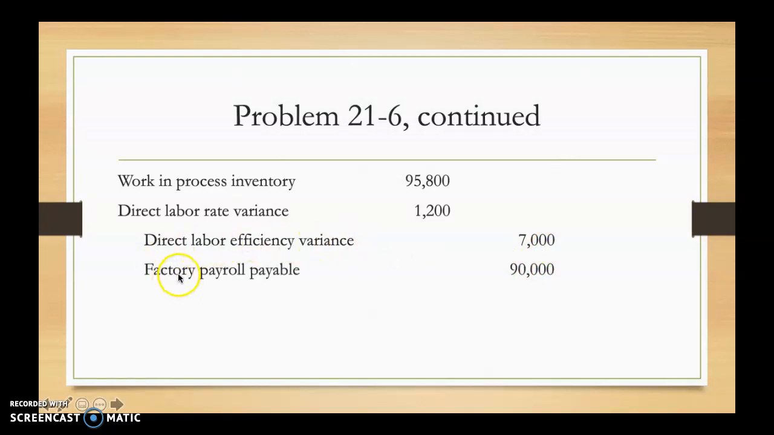Then we have that factory payroll payable of $90,000, which is to account for the actual direct labor cost in the given information. So as you can see, this 1,200, 7,000, and 90,000 were all given to us, and then this work in process inventory of 95,800 is a plug figure. Again, meaning the credit side here is 97,000, whereas the debit side is only 1,200. So we need this 95,800 so that the debits and credits equal each other.